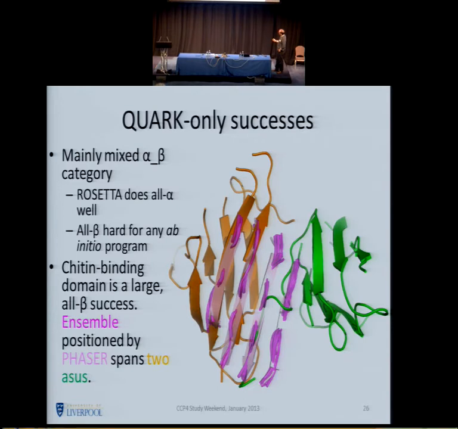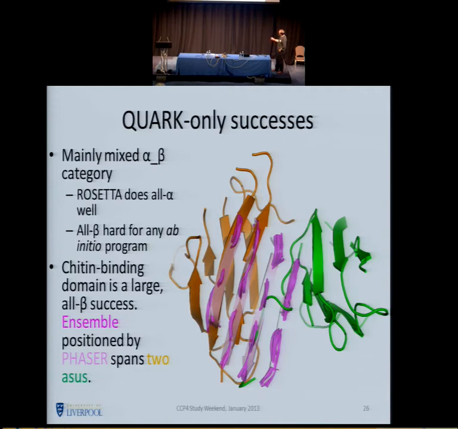This success here is another of those. It's really not much more than chance. What Quark has produced is a beta sheet here, 4 strands. It actually spans 2 asymmetric units of the target structure, in which, well, you can see the strands there. So it's another one of these that's a little bit by chance.